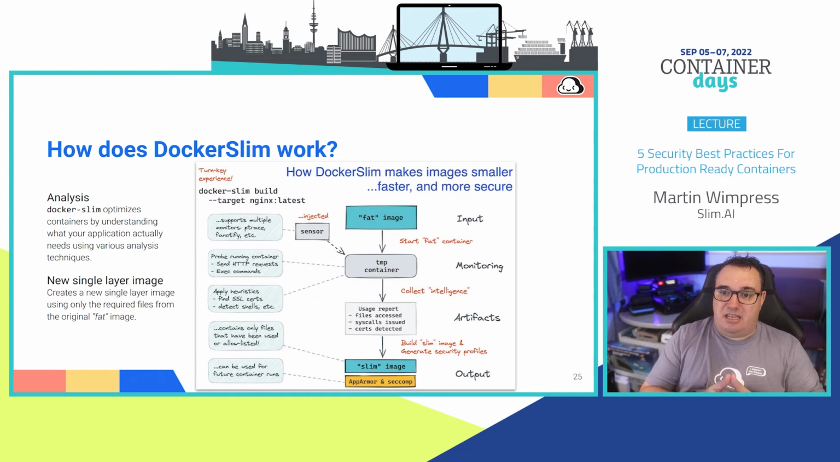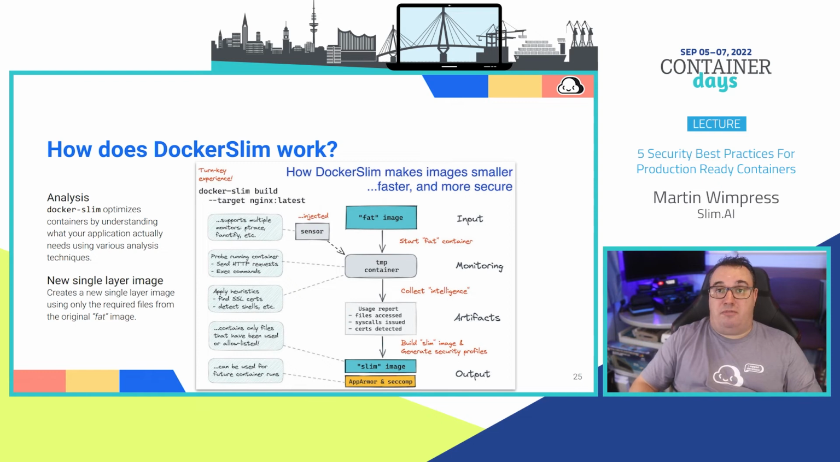You can understand the container image before and after optimizing it using either the Slim SaaS platform or the Slim.AI Docker extension, and that will show you exactly how your container image was changed.